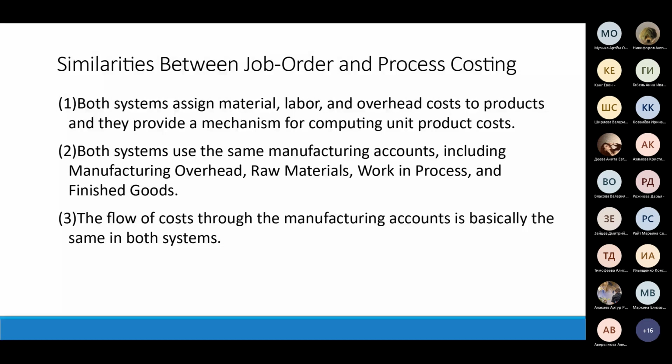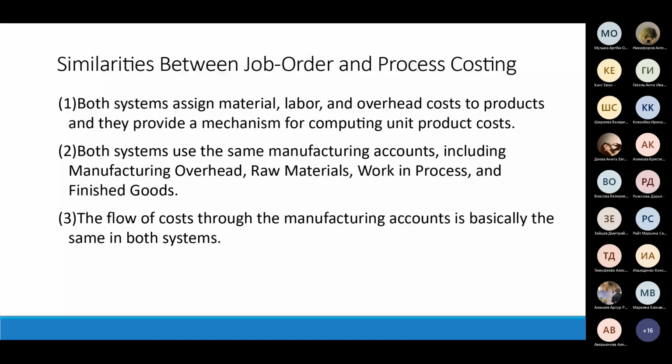So what is the difference between job order and process costing? Job order costing system is based on the uniqueness of the item that you decide to produce, but process costing is based on the opposite definition, because process costing is really good for the flow of goods and services that are identical and that are similar.